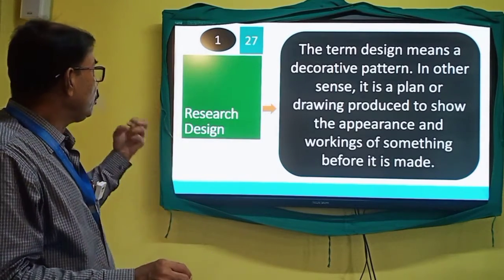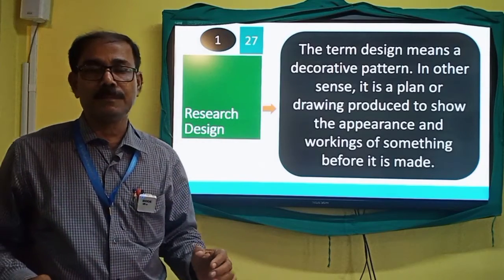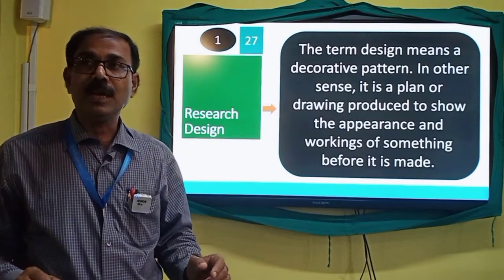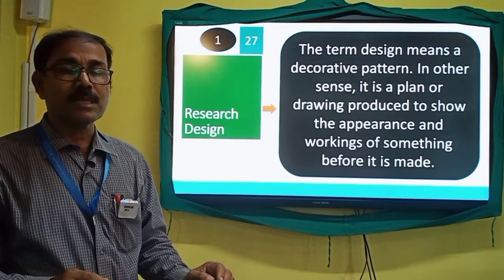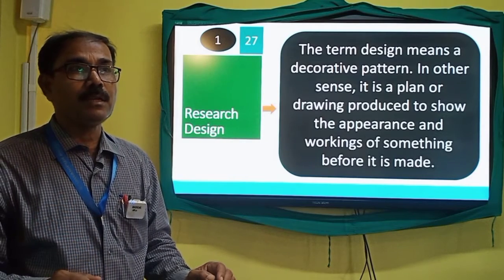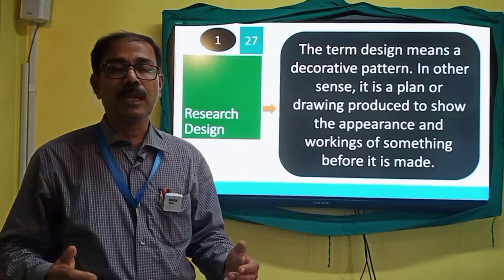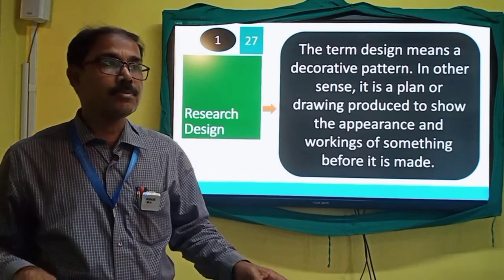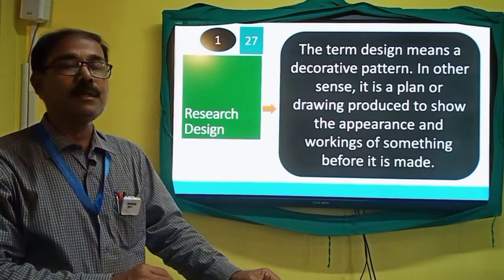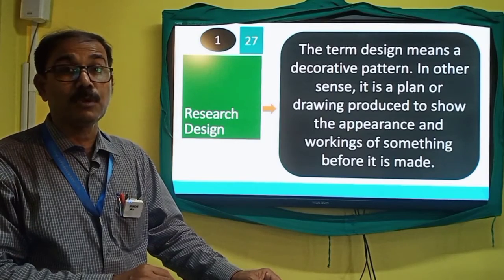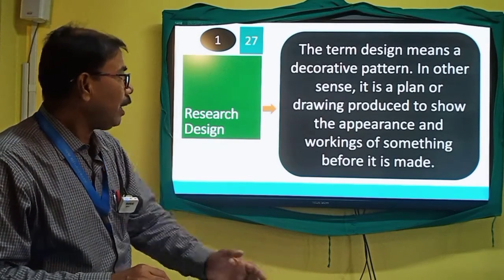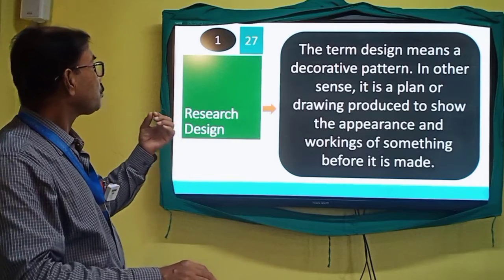And without knowing about research design, it gets difficult to carry on research activities in any field, maybe in the field of arts or humanities, or social sciences, and in the field of science as well as in the field of commerce. Well, let us discuss it.